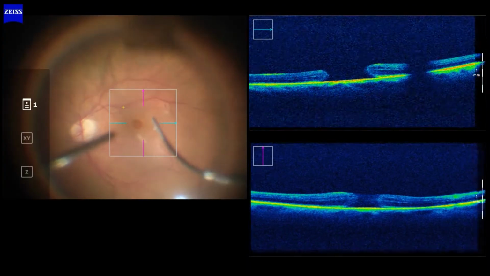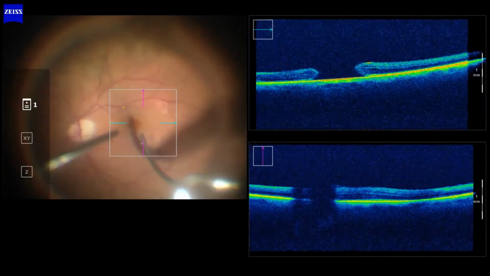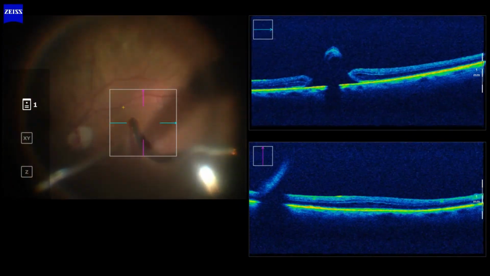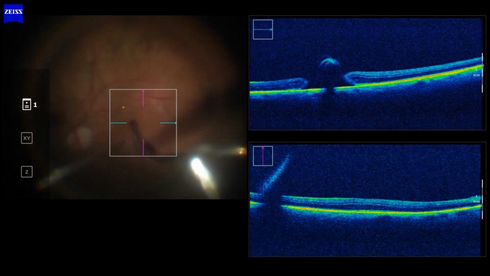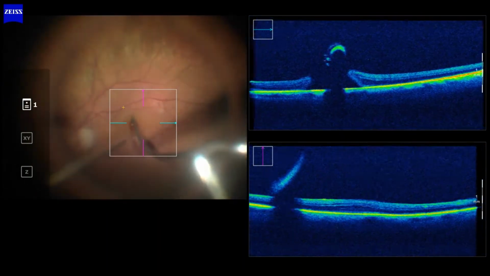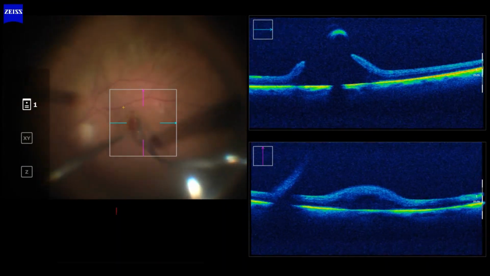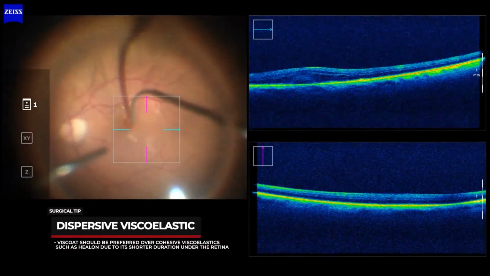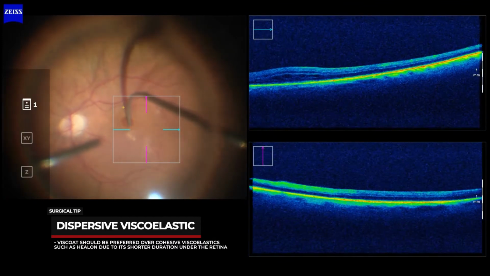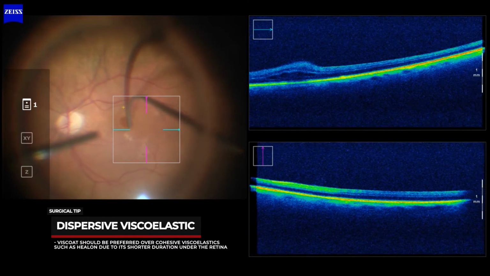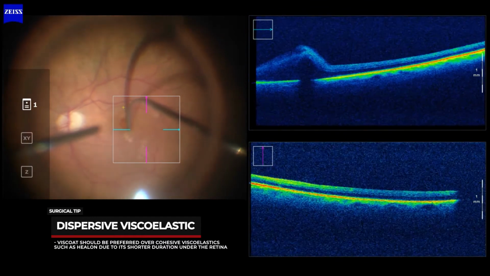The Huber viscodissector is used to inject Viscoat in order to dissect the edges of the hole. IOCT clearly shows the edges lifting up. By injecting with various angles, the edges of the hole are lifted over 360 degrees, a fact that is easily confirmed by the IOCT. Viscoat should be preferred over cohesive viscoelastics such as Healon due to its shorter duration under the retina.